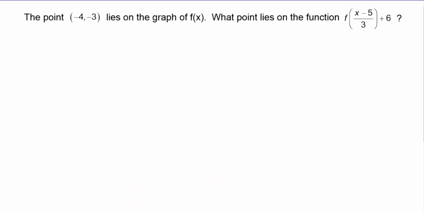Now, this seems to be the same, but it's not. I know that there's a point (negative 4, negative 3) on the graph. So somewhere over here, I don't know what the graph looks like, but (negative 4, negative 3) is on the graph. It could be a parabola, it could be a cube root, cubed, whatever. It could be a whole slew of things. But what I'm going to do is transform it by backing up 5, going up 6, and an x multiplier of 3 in this case. So I want to know, where is this point going to be after I do all this?